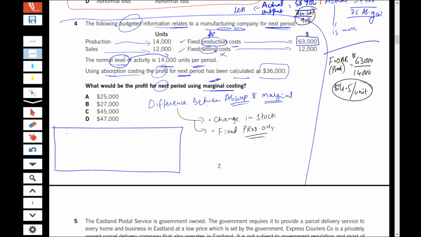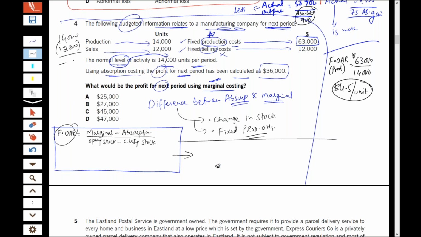What is a simple way? Just focus here. Fixed overhead absorption rate is equal to marginal minus absorption profit, divided by opening stock minus closing stock. I am writing a format here. See, there is no opening stock here, so opening stock would be zero. And if you produced 14,000 and sold 12,000, that means 2,000 is in the closing stock.